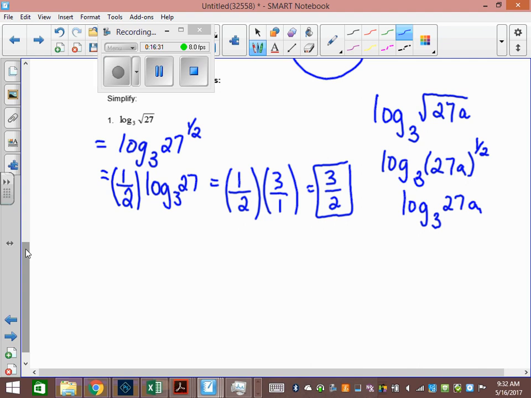So the only way, if I wanted to expand this out, the only way I could do it is take the exponent up and then distribute it to the 27 and to the a to the half and then separate them by addition. That's the only way. Okay? All right.